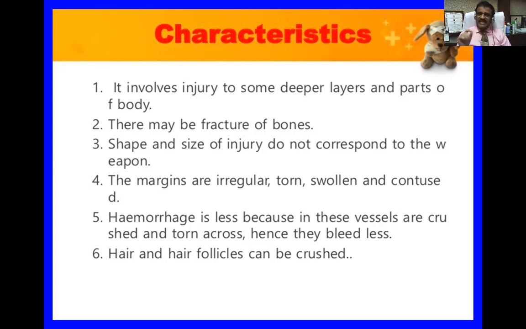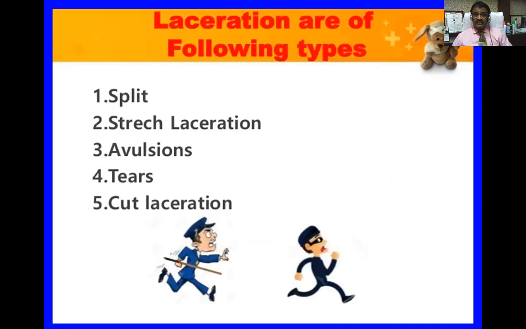The shape and size of the injury do not correspond to the weapon, mostly. So what weapon has been used to cause this lacerated wound? It is not easy to make out. The margins are irregular, they are torn apart, and the wound is swollen, and it is also contused. Hemorrhage is usually less because the vessels are crushed and torn across, hence they bleed less sometimes. Hair and hair follicles can be crushed in this injury.